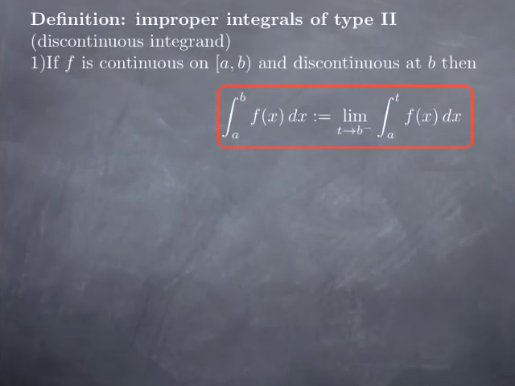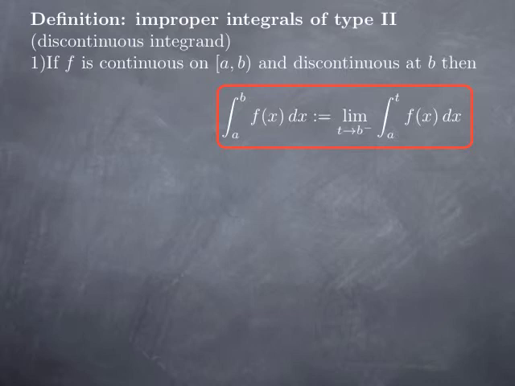Now, improper integrals of type 2 are improper because we have a discontinuous integrand. In other words, the function that we are integrating has a discontinuity in the interval of integration. The first case we're going to look at is a case where the only discontinuity is the right endpoint of the interval of integration. So in this case, b.